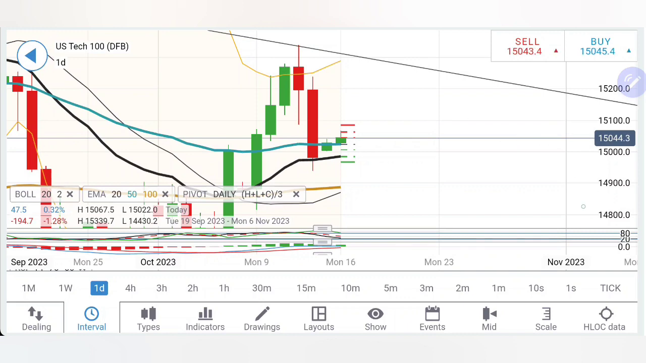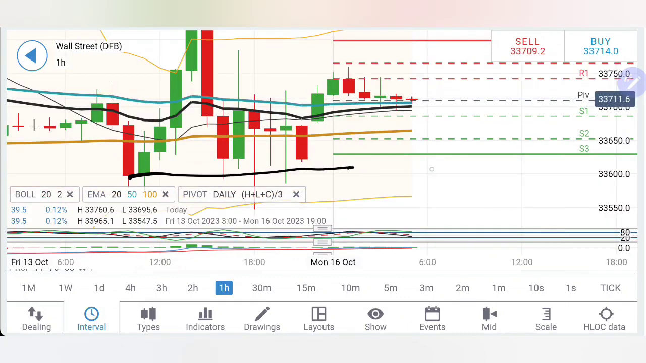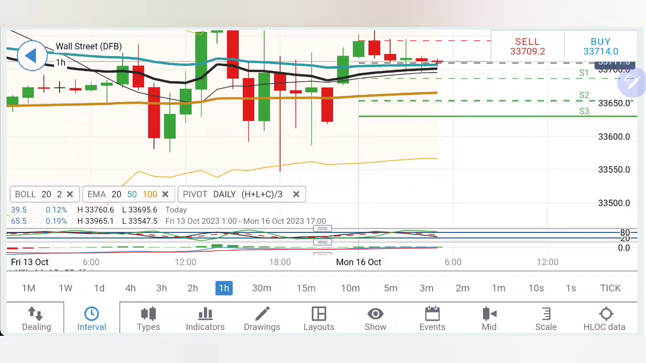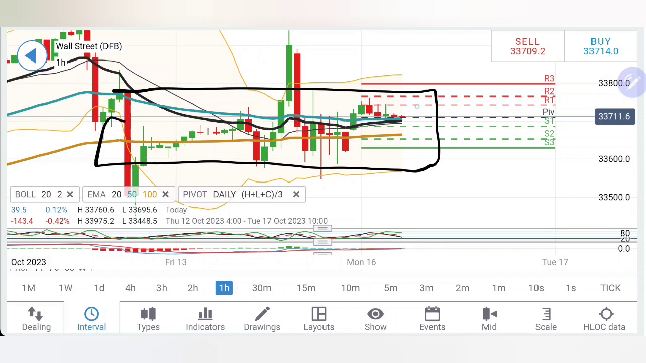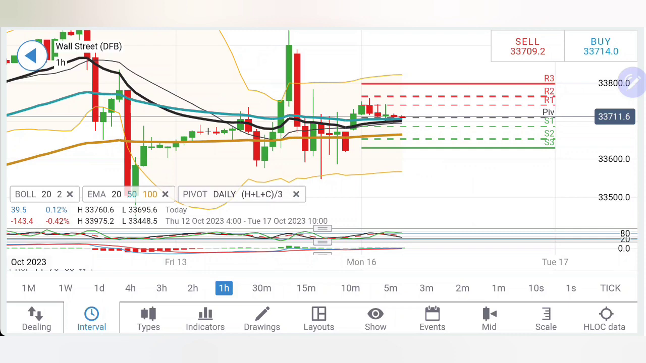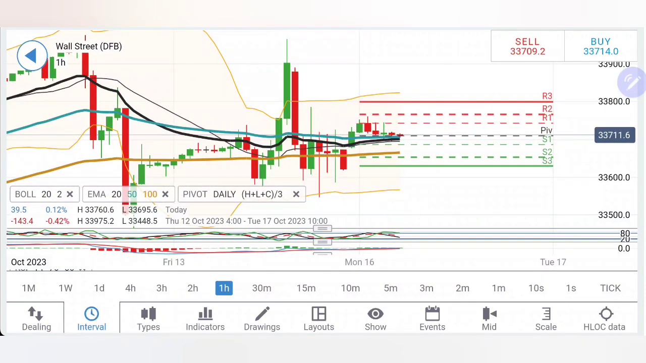Now let's have a look at Dow. See, US30 on the hourly chart. First of all, very good support at 33,600. We have always maintained this as a good support level. And if you look at the complete movement right now, very much within the box here, it is not willing to break past 33,800 and not willing to stay below 33,600. Both are very good resistances.